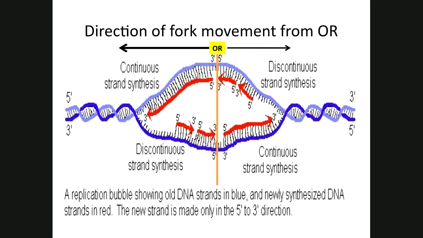And that's another depiction of the same. Here you can see the Okazaki fragments. And in this case, you see two replicating forks, which is typically what we see.